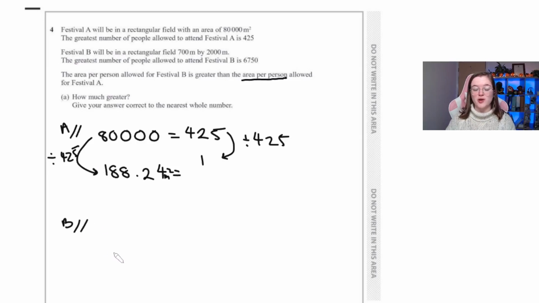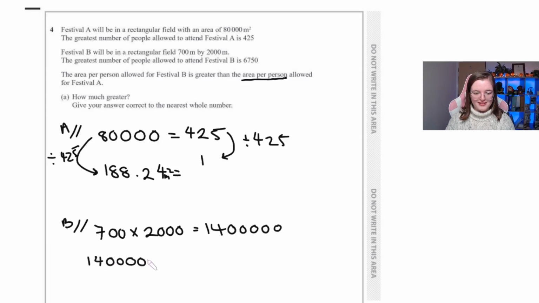So what area will that have? Let's work it out. Area of a rectangle is length times width. So that's just 700 times 2,000, which is going to be 14, because 7 times 2, with all these zeros. So 1, 2, 3, 4, 5. 1, 2, 3, 4, 5. If we do the same thing, so 1,400,000. Yep, is equal to then 6,750 people.